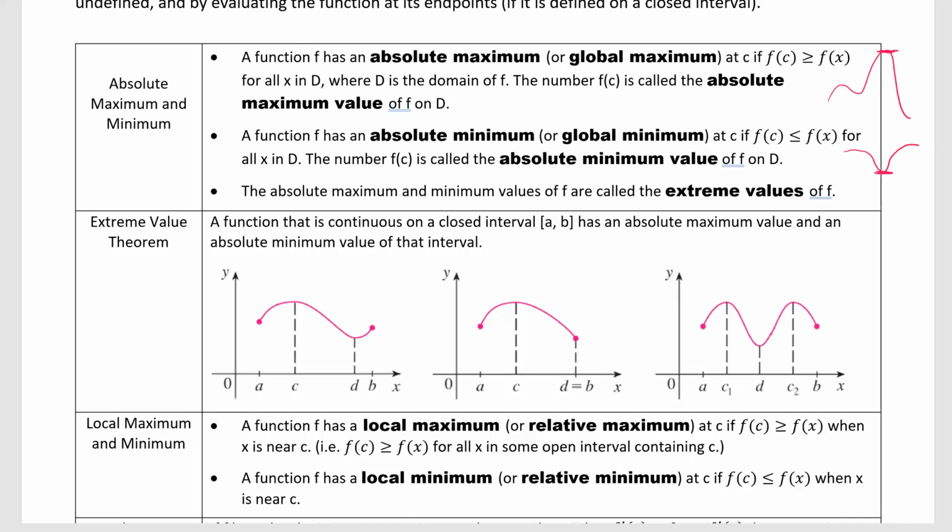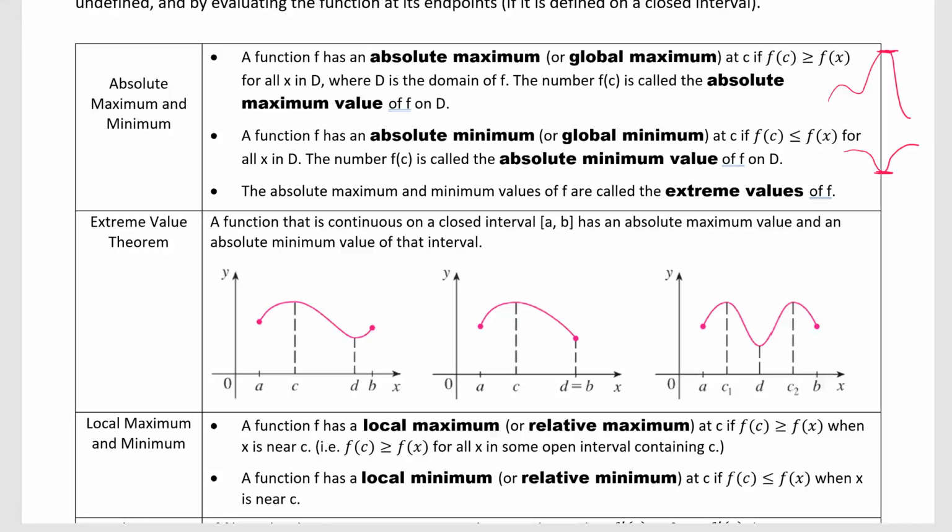We usually say we have an absolute maximum at the x value equal to some number, and then the y value we call the absolute maximum value. The same thing for absolute minimum. We say f has an absolute minimum at x equals c, and then f of c is the absolute minimum value. The absolute maximum and minimum values of f are called the extreme values of f.